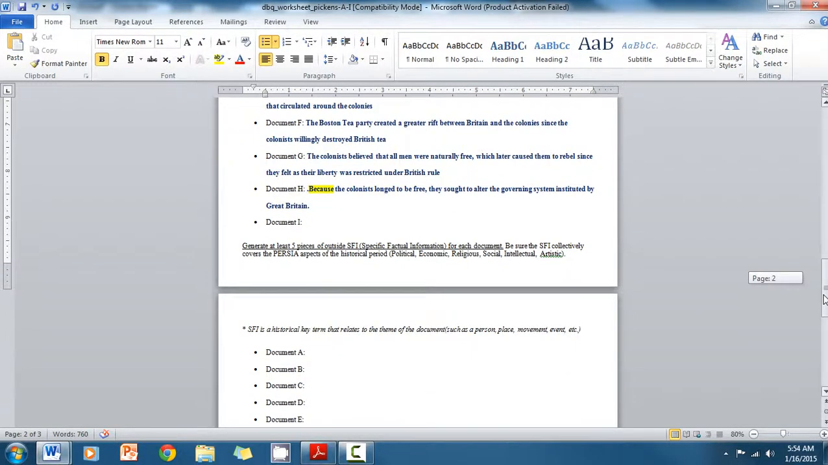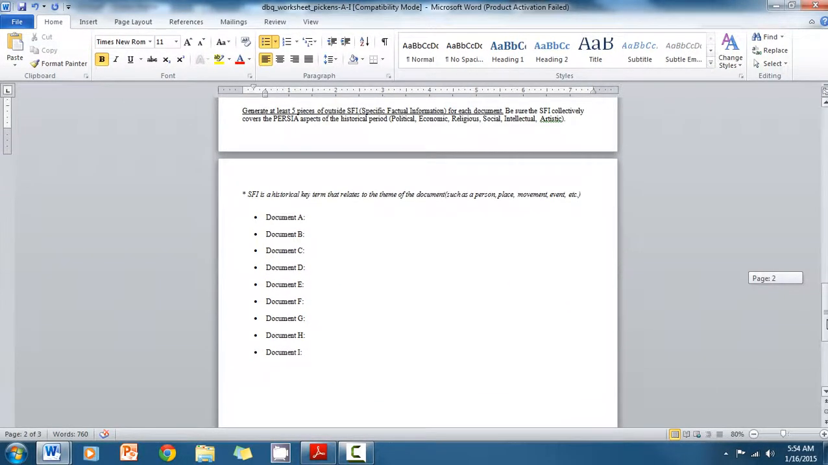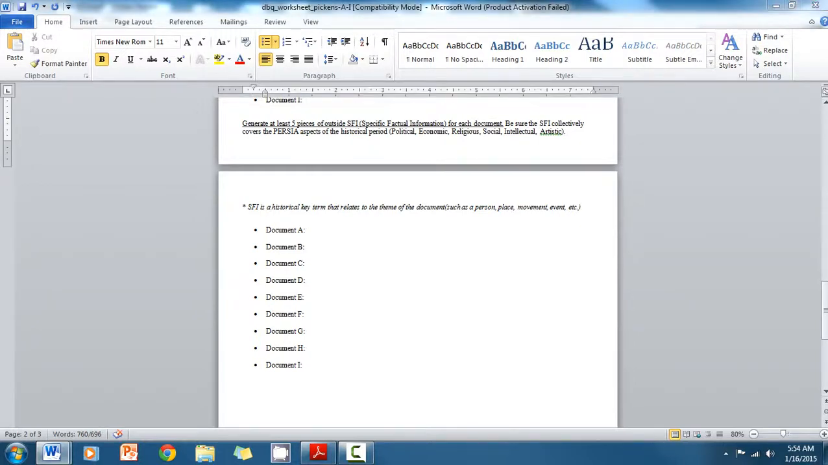And so the last part of the DBQ worksheet is just to generate outside information, SFI. This supports the body of the essay when you are defending your claims. For the sake of the DBQ worksheet, it asks you to generate at least 5 pieces of SFI for each document. And some of the documents will share SFI. Like, it's okay if document A and document C have the same piece of SFI.